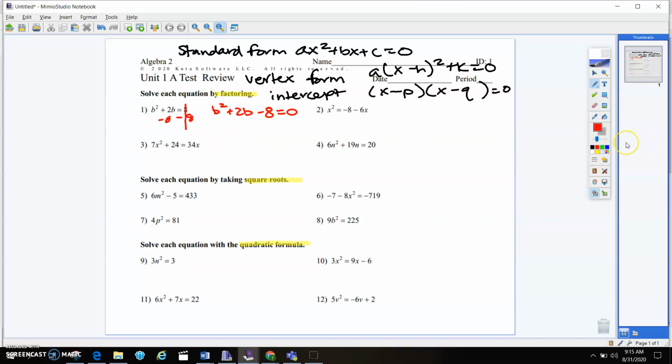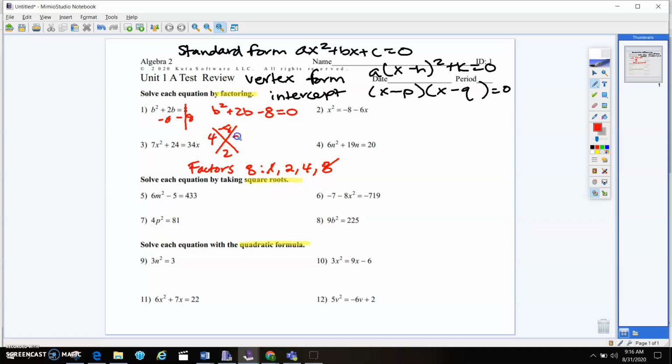And so now I'm actually going to factor this. We're going to do our big X, and we do a times c, which gives us negative 8, and b gives us 2. So we think, what are factors of 8 that if I multiply, I get negative 8, but if I add together, I get 2? Factors of 8 are 1, 2, 4, and 8. I don't think I can add 1 and 8 together to give me 2, but I think I can do 2 and 4.